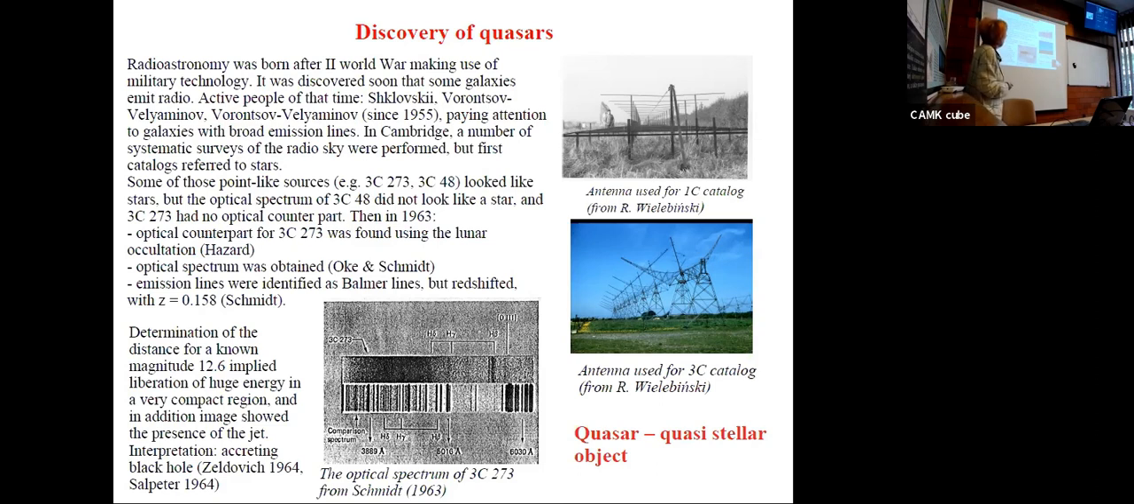So Oke and Martin Schmidt got the optical spectrum. And well, still it was not quite obvious what to do with this spectrum. But Martin Schmidt was looking at the spectrum, and then he realized that what he sees are Balmer lines. The quality of this image, unfortunately, is not very good. But it's really impressive that he understood the situation, because this is the spectrum of 3C273. There is something like a line here, like a line here, and like a line here. On the other hand, he used the comparison spectrum with really a lot of lines. So it was not obvious which lines to compare.